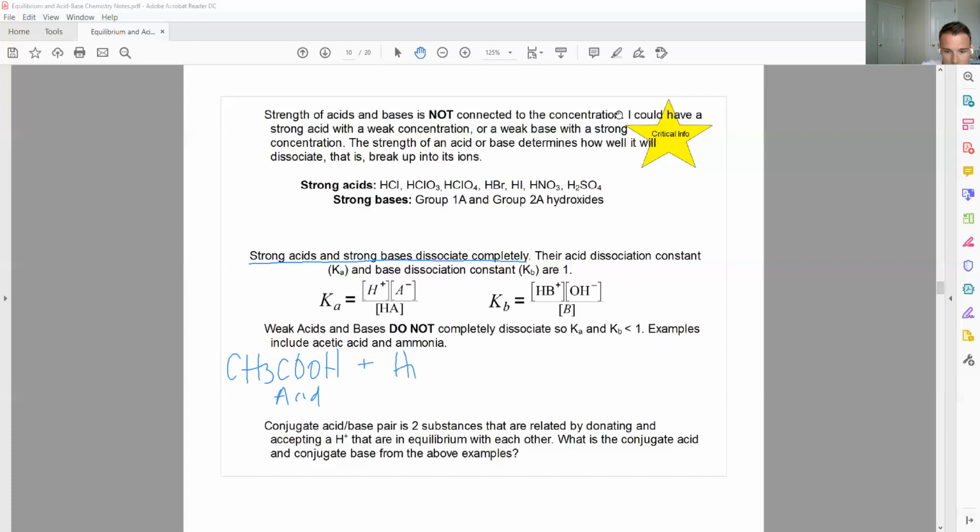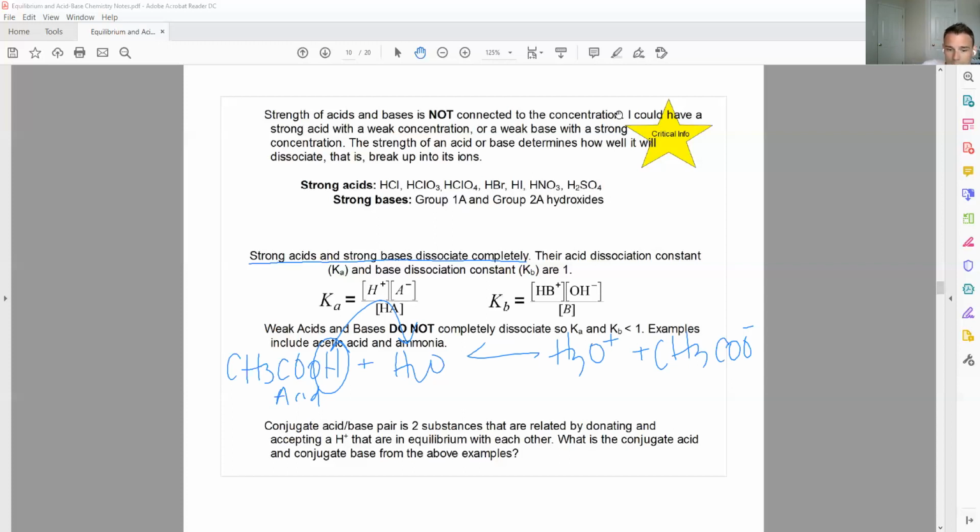If I add it to water, it's not going to dissociate completely, and therefore I'm going to have a double-sided arrow. Acids give off hydrogen, so this is the hydrogen that gives off, and it's going to go to the water. That water is going to turn into H3O+, which is a hydronium ion, and the acetate ion.